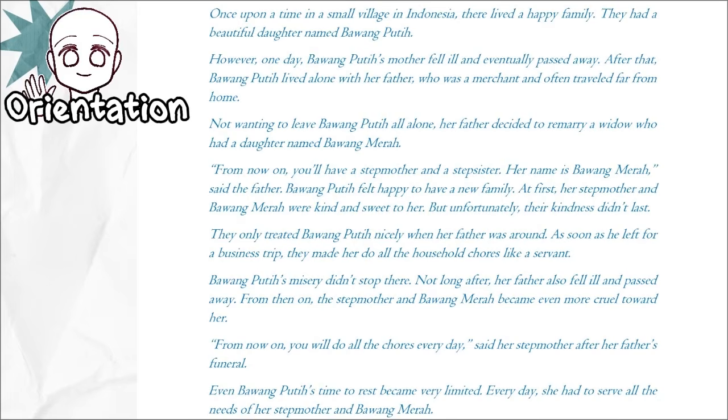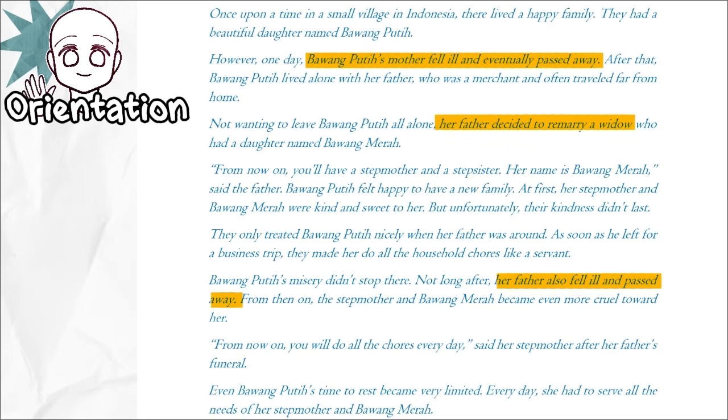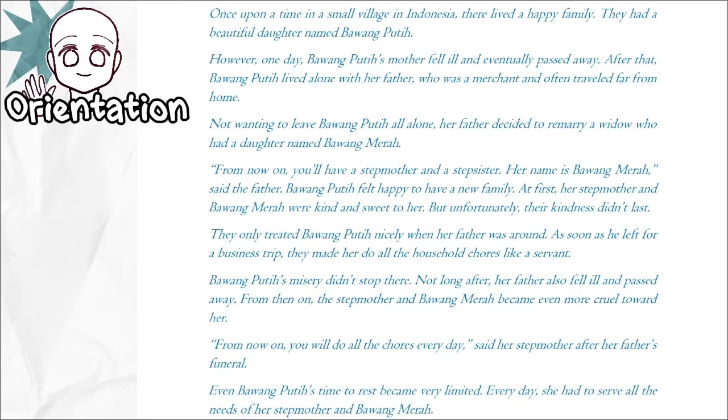This is the orientation. Here's where we meet the characters, Bawang Putih, her stepmother, and Bawang Merah. We learn the setting in a small village in Indonesia. We also learn the situation. Bawang Putih's mother passed away. Her father remarried a widow, and eventually her father died too. Now her stepmother and Bawang Merah treat her like a servant, making her do all the household chores. The orientation gives us all the background we need to understand the story.